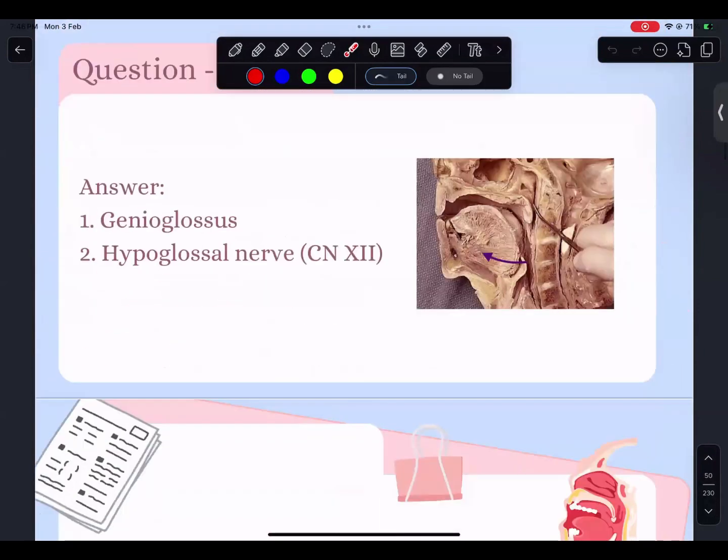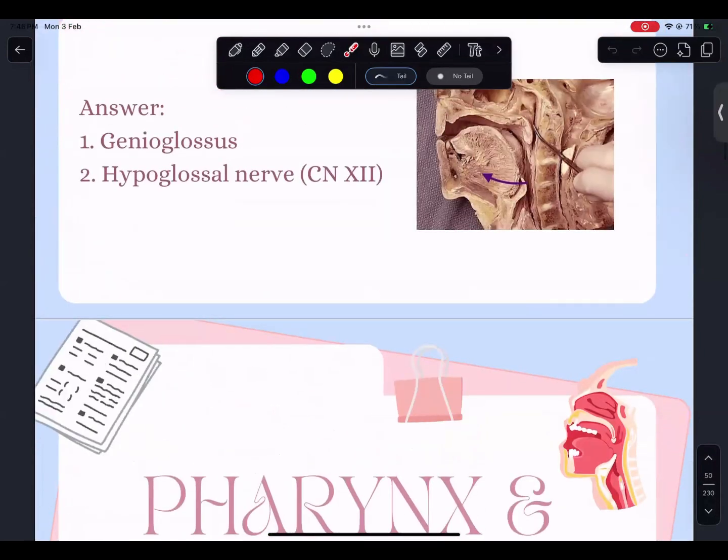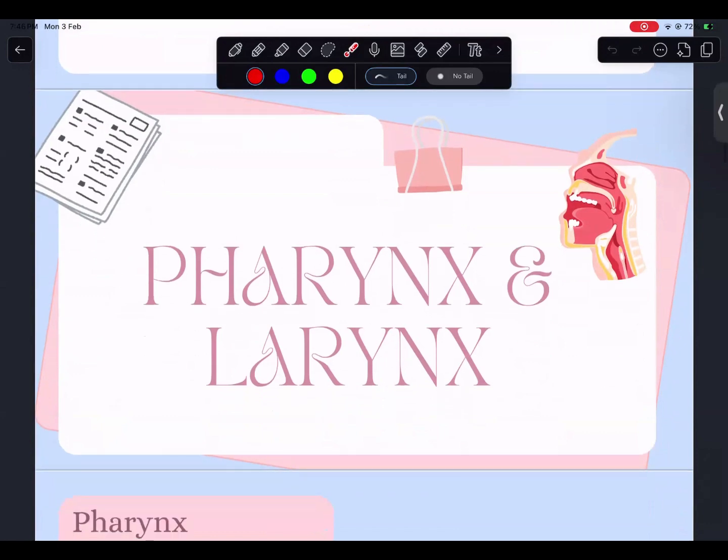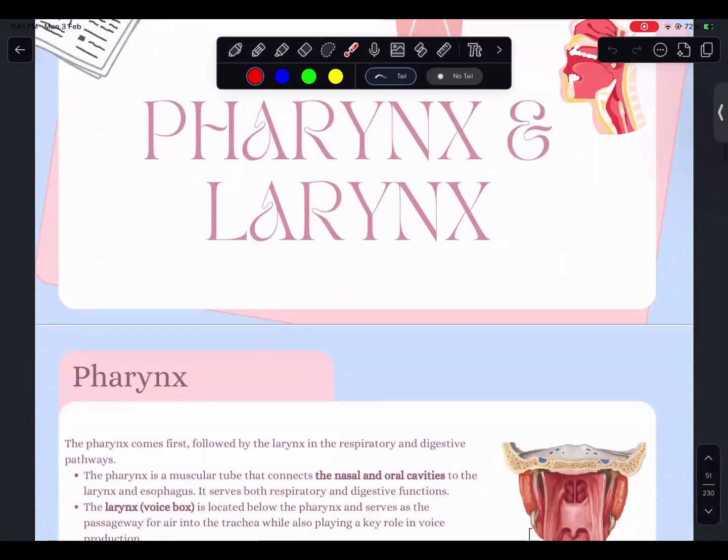Okay. Any other questions? Yeah. If you don't have any other questions, we can start with the pharynx and larynx. I think that's no questions. Let's start with the pharynx and larynx.